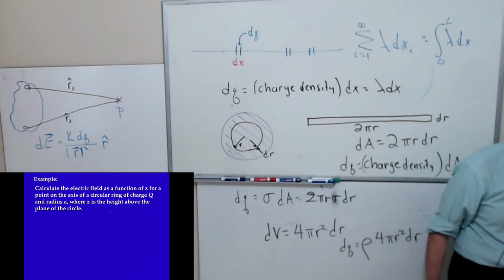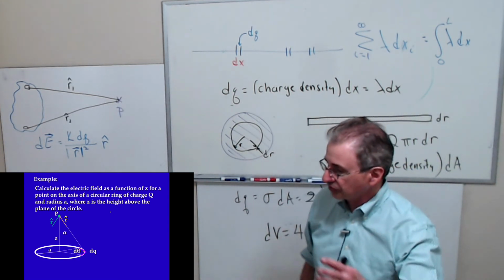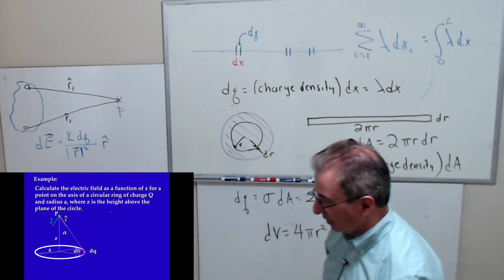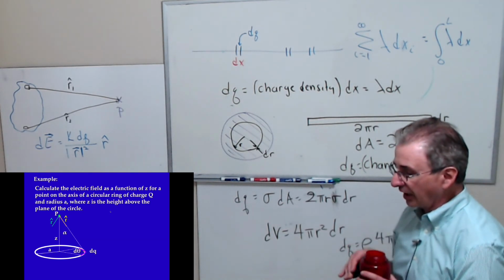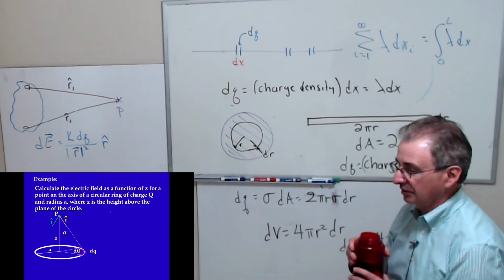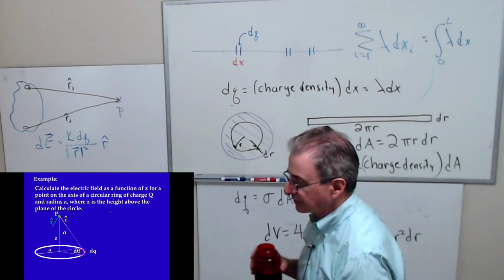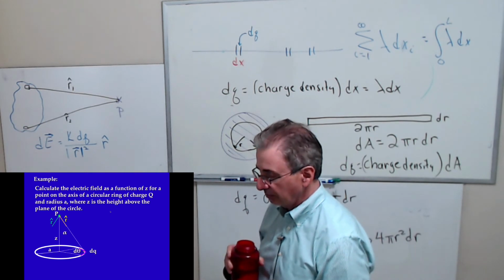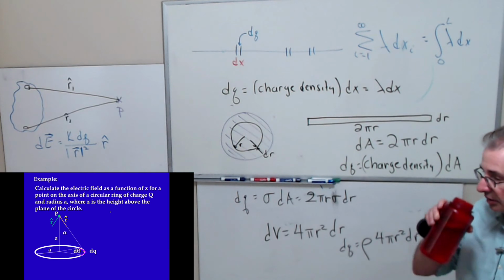So I have a ring of charge, and we're going to make the charge distribution uniform, so this integration is going to be really easy. The setup is the hard part. You'll see what happens in this particular example. So I have a ring of charge, uniformly charged, and I want to find the electric field at some point P along the axis of this ring, but above the plane of the ring. We know that the answer is going to be 0 at the center of the ring.